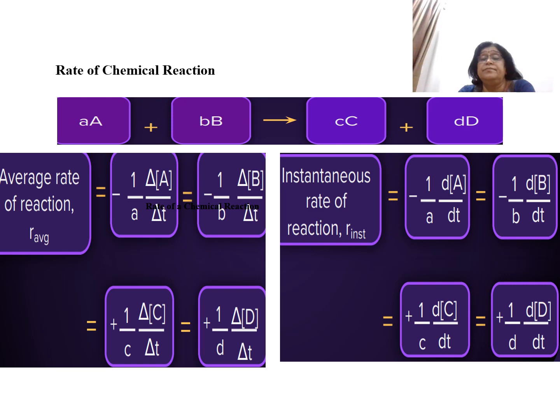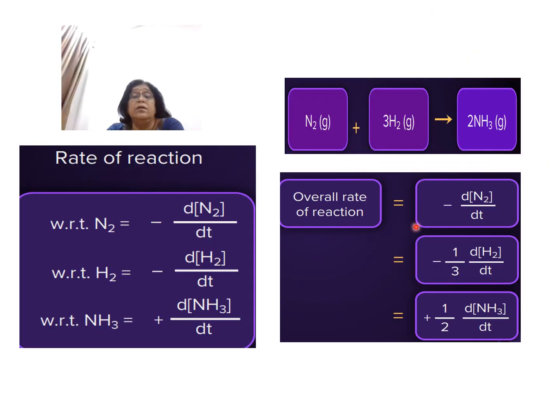Clear? Okay. So nitrogen plus hydrogen giving you ammonia. If this is the reaction, then with respect to nitrogen, the rate is what? Minus d[N2] by dt. With respect to hydrogen, the rate is minus d[H2] by dt. With respect to ammonia, I have to find out, so plus d[NH3] by dt. Now in the question, you have to see what is asked. Accordingly, you can find out the rate.